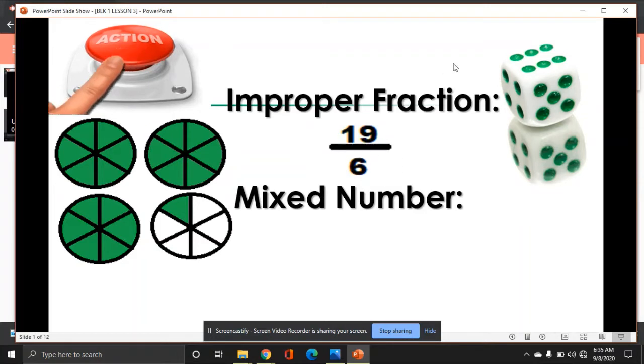How about the mixed number? When you say mixed number, it consists of a whole number and a proper fraction. When you say whole number, there is no cut part. It's still a whole. Okay, so look at here. How many wholes do we have here? Okay, it's 3. And what would be the remaining part? Yes, correct. It is 1 over 6. So the mixed number would be 3 and 1/6.